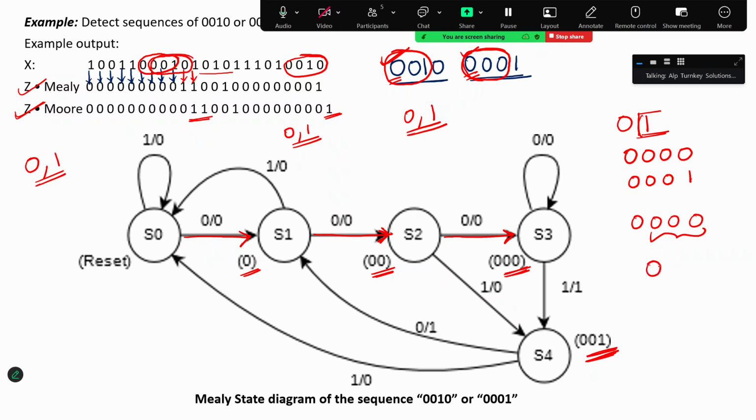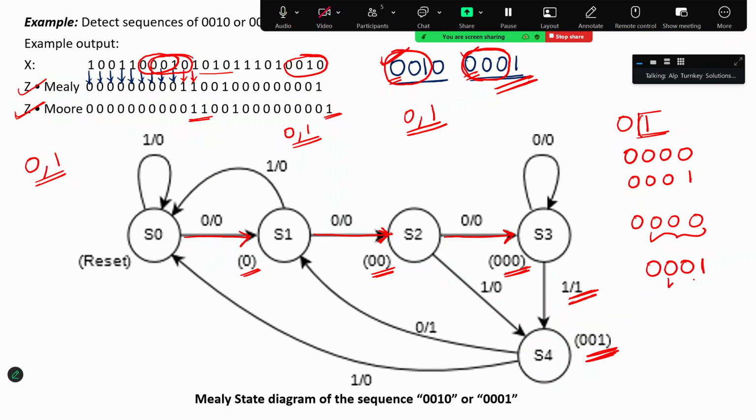Next you see. So next 0 0 0. Next if it is 1. Okay. If it is 1, so that means I got this sequence. So simply it will go to the next state, that is S4, and output becomes 1. Okay. So output becomes 1. Or otherwise, it will go to the next state.